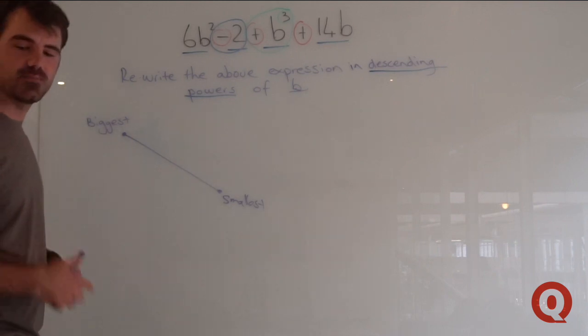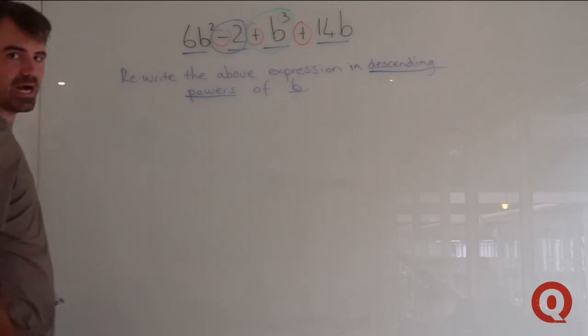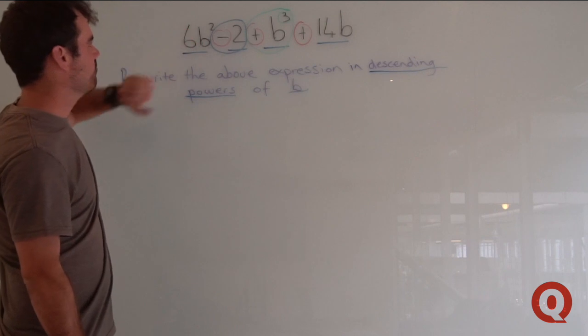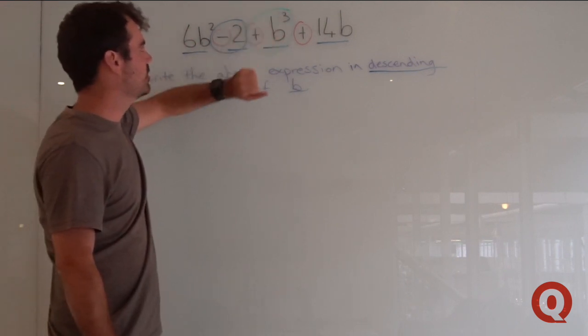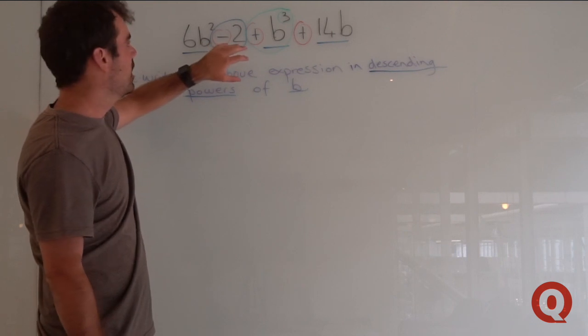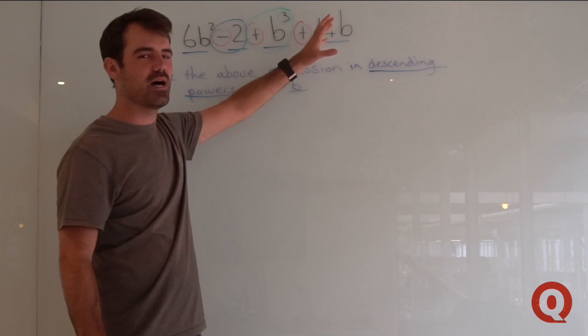So let's cast our eyes back now to this expression. If we look at our powers or our exponents: b squared, great. b cubed, great. I skipped the constant because it does not have a b term. b does not have a power or an exponent.